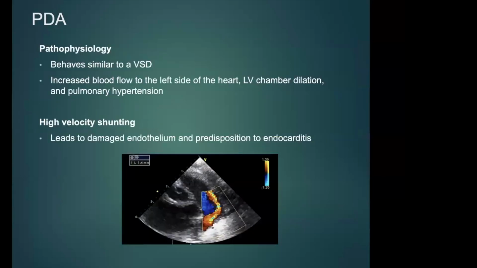It behaves very similar to a VSD, so you essentially have left to right blood flow due to the high aortic pressures compared to the pulmonary artery pressures. And as opposed to right-sided chamber dilatation with ASDs, you get left-sided chamber dilatation. And essentially, that's because you're having passive flow from the aorta into the pulmonary circulation, which is directly going to feed into the left side.